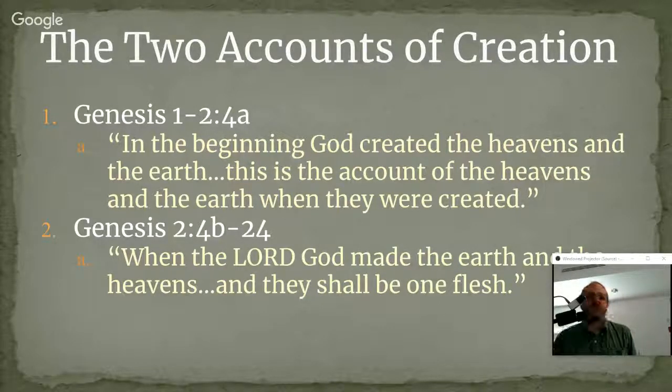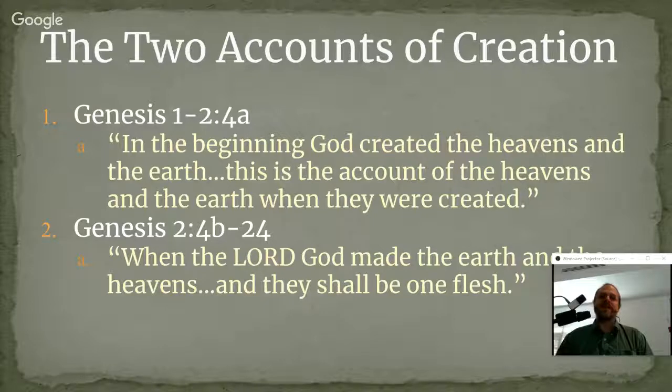So the first one starts with, in the beginning, God created the heavens and the earth, and it goes clear to the text that says, this is the account, in this case, generations, of the heavens and the earth when they were created. That's one story. And then the other one says, when the Lord God made the earth and the heavens, and goes clear to, and they, the man and the wife, shall be one flesh. That's the second creation story.